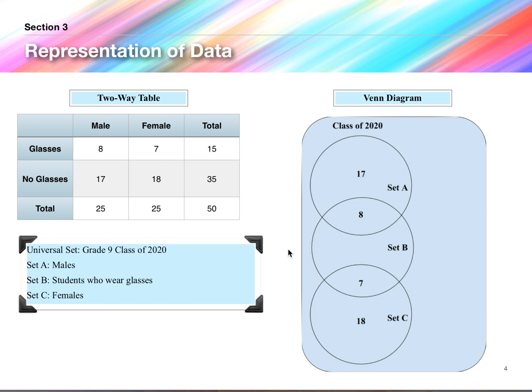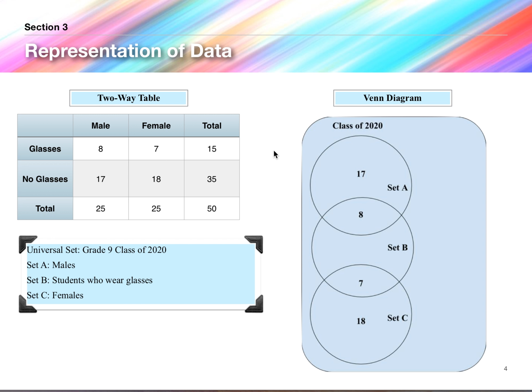Looking at the two-way table, we can notice that there are a total of 50 students who responded to the survey. Among them were 25 males and 25 females. Among the 50, there are 15 who wore glasses and 35 who did not.